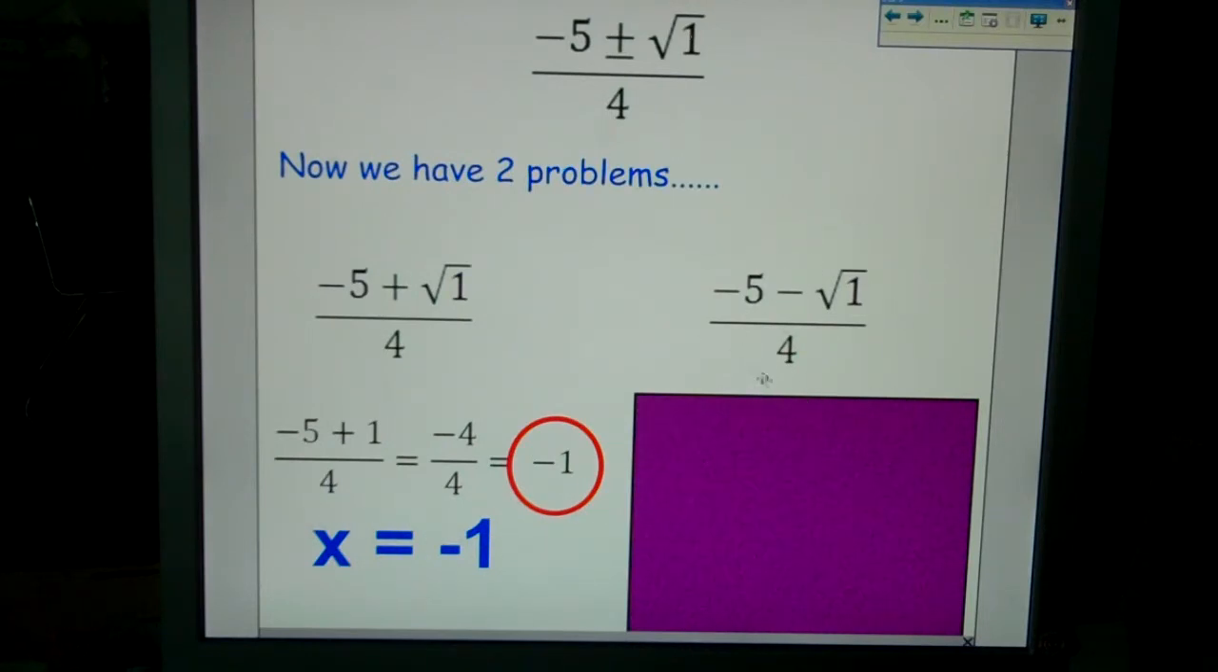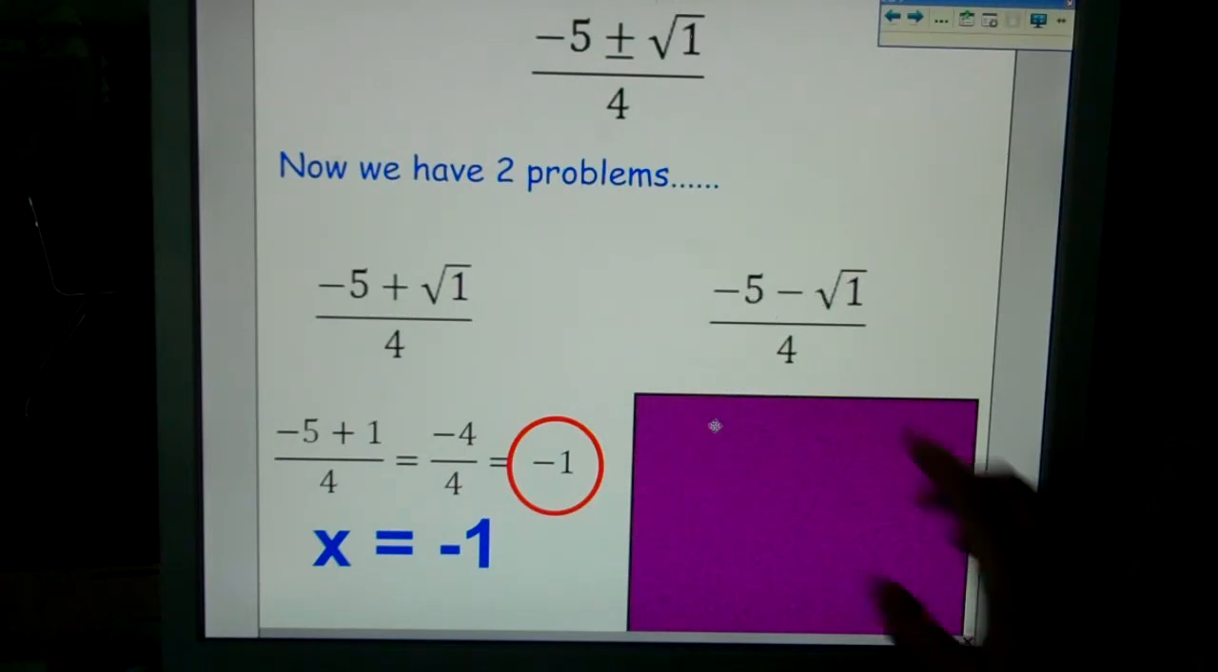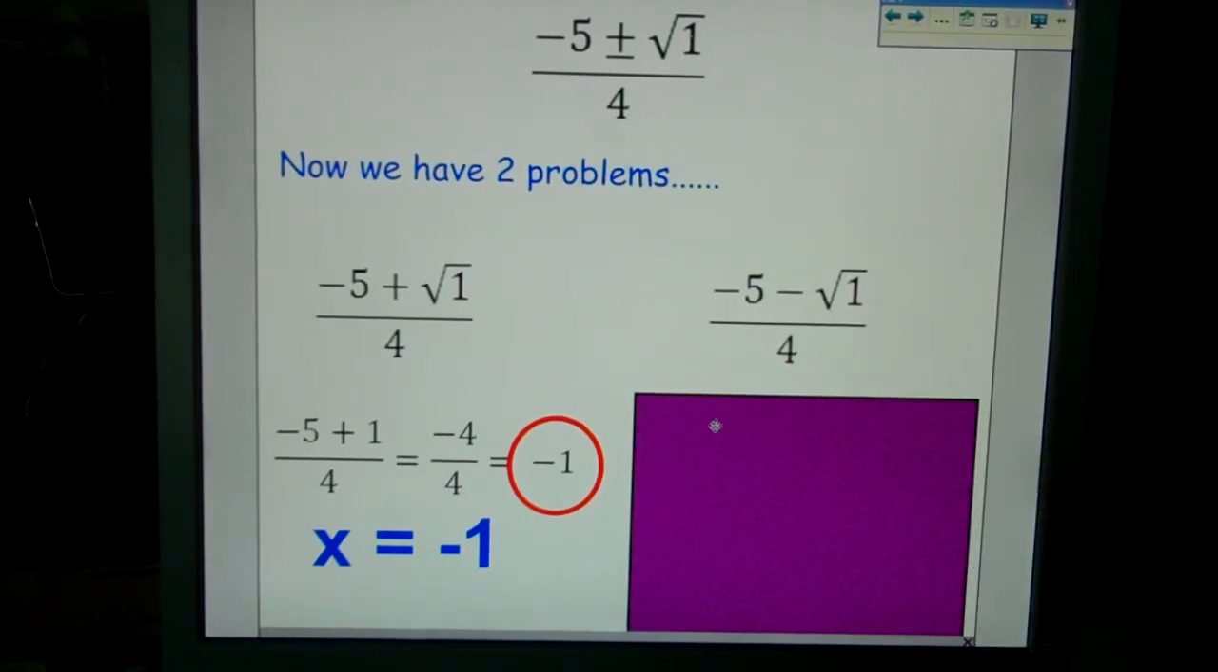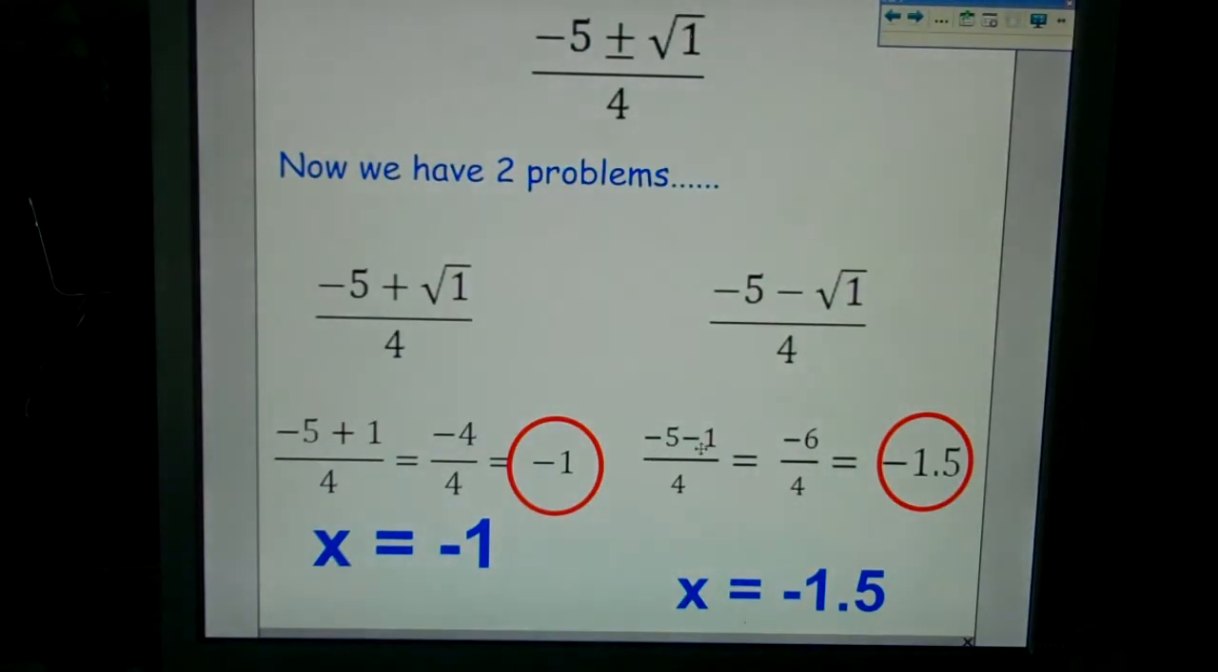Now we have to go over here and do the other one. Where's our other root going to be? All right. Negative 5 minus the square root of 1 over 4. Well, what's the square root of 1? It's 1. Negative 5 minus 1, that gives me negative 6. Bring my 4 over, equals negative 1.5. Those are my 2 roots, my 2 zeros, my 2 x-intercepts, whatever you want to call it. But be familiar with all.